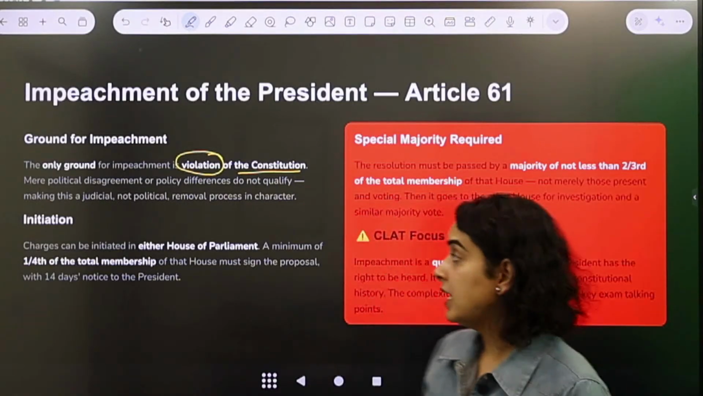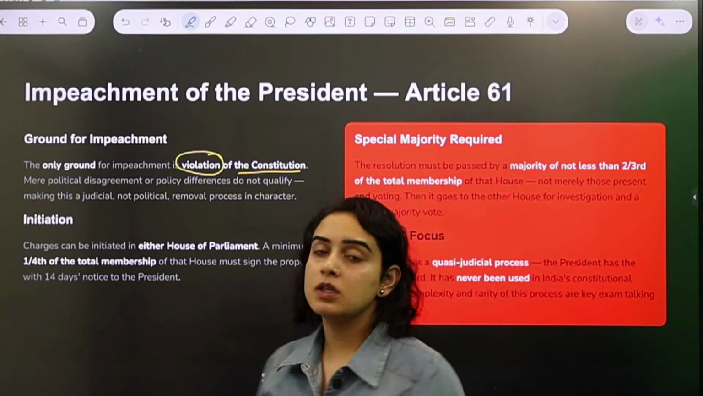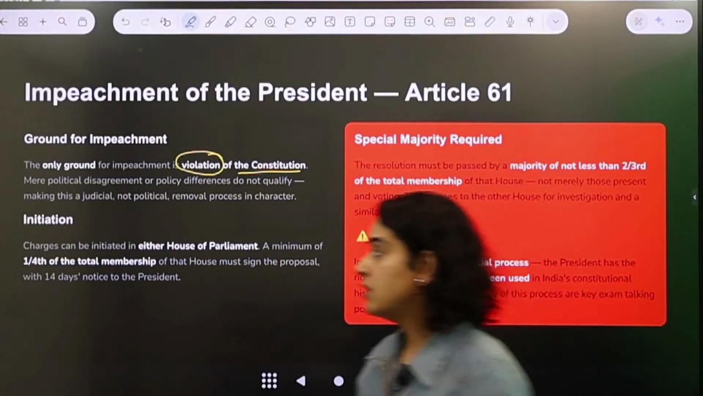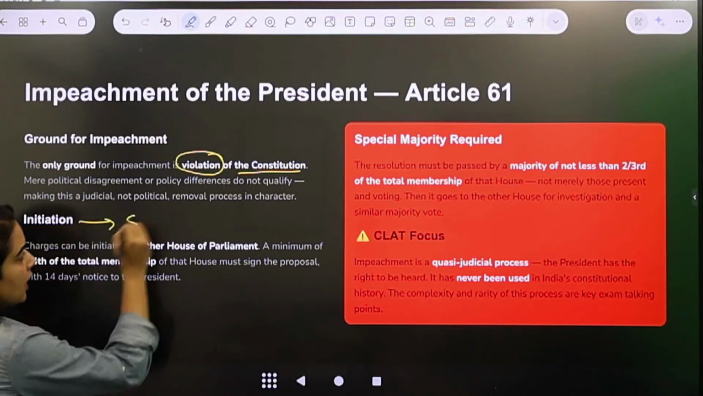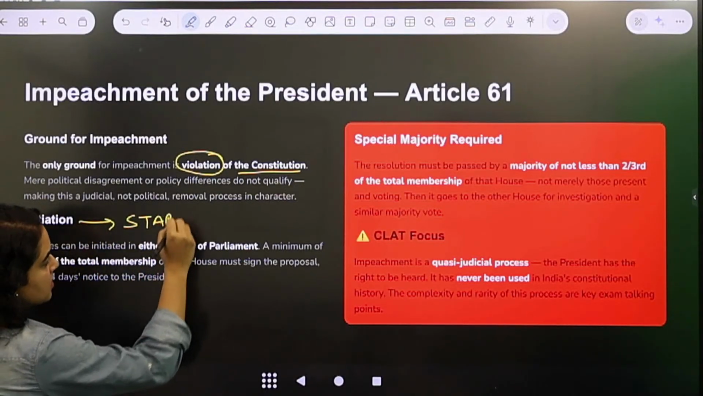Secondly, the process. What is the process for the same? First things first, the initiation. Initiation means to start the process, right? Now, to start the process, what has to be done?